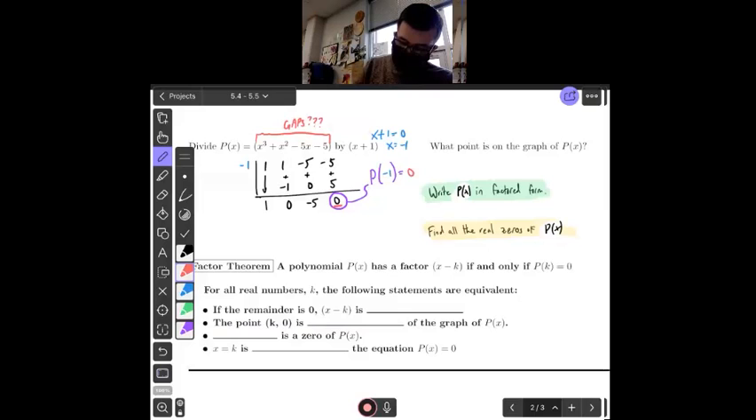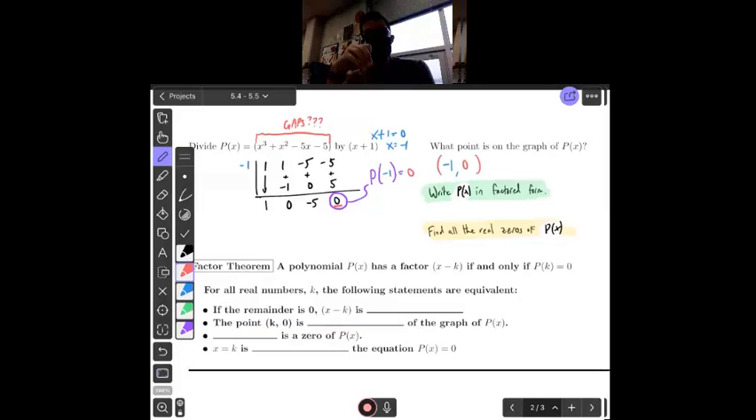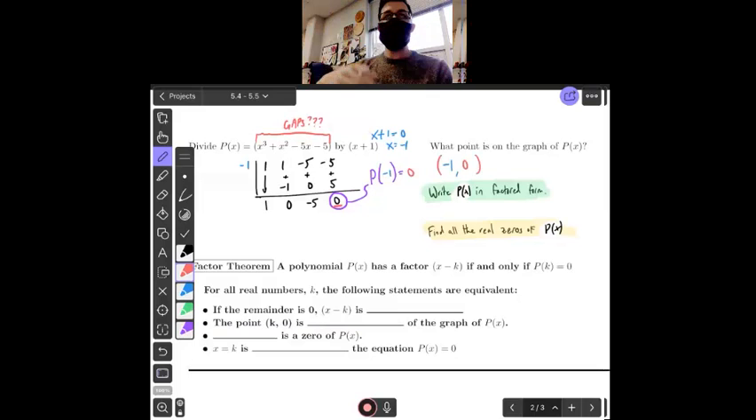So that means the point on the graph is negative 1 comma 0. Negative 1 is the value we plug in, the x value, right? 0 is the value that comes out, the y value, and so that point would be on the graph.